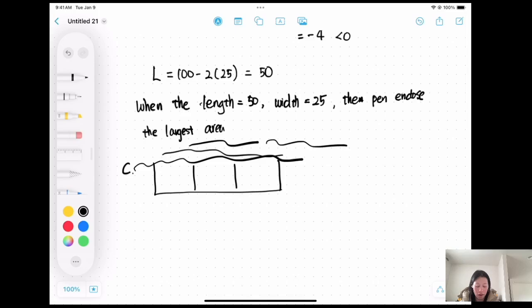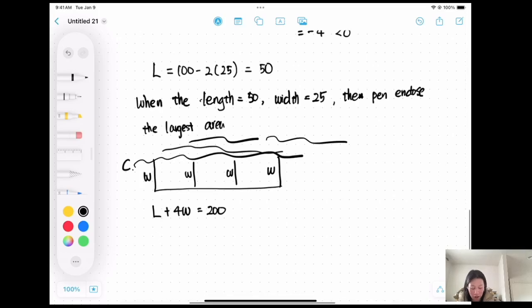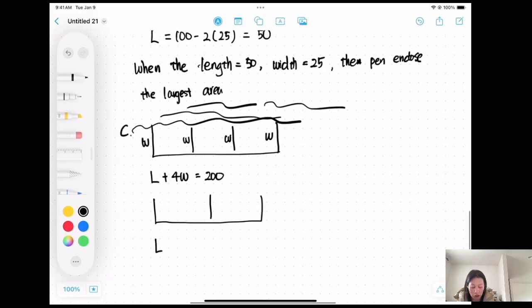So when we set this up, if we have two dividers, we should have L plus 4W, 2 dividers, which is 4W, equal to 200 feet, and then you just find the first derivative and second derivative. If you only have one divider like this one, your setup should be 1L plus 3 width equals 200.